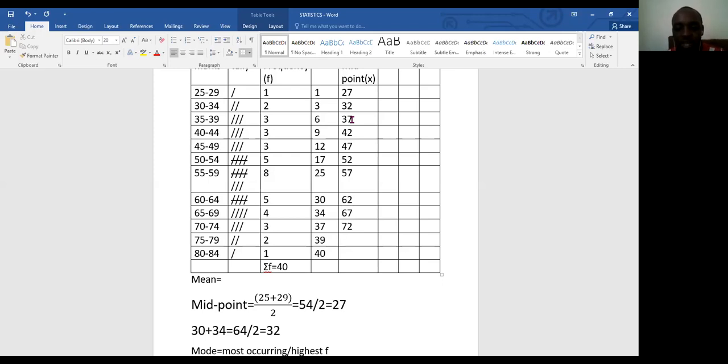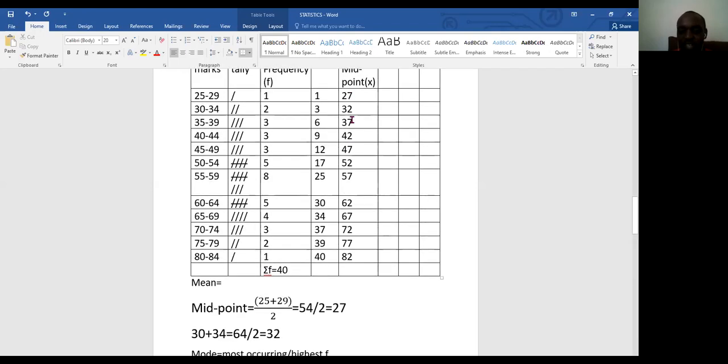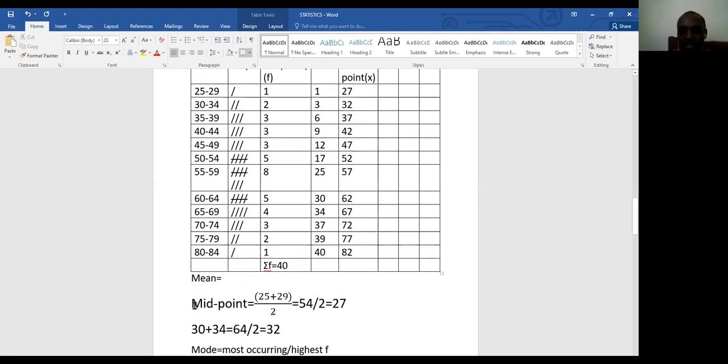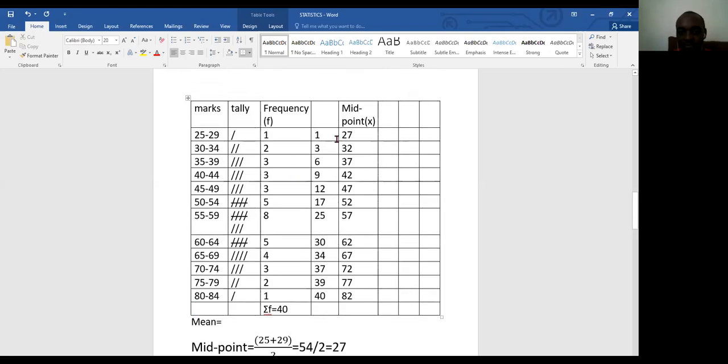I continue adding 5. When you find the first one, you add 5 automatically, so you don't have to continue calculating. The midpoint is the middle, and I've shown you how we calculate the midpoint. And then now, to find the mean, you have the fx column, which means f, frequency, multiplied by this.